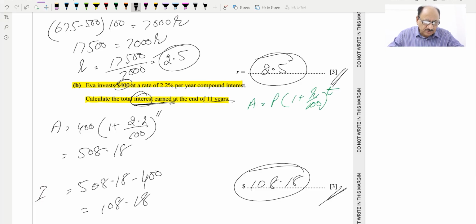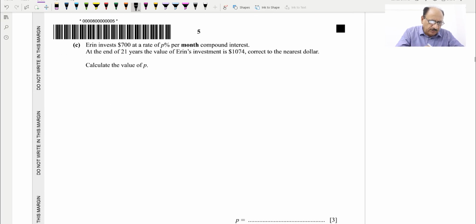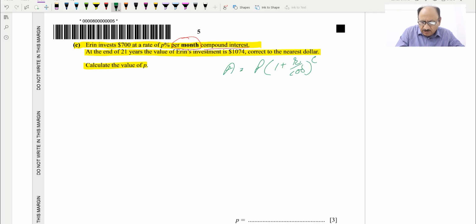Hopefully you understand this. Now the next C part says Aaron invests 700 at the rate of P per month. So this is important, per month compound interest, and at the end of the 21 years the value of Aaron's investment is $1074, correct to the nearest dollar. Calculate the value of P. So the rate we need to calculate. Again the same formula which we are using, A is equal to P into 1 plus rate over 100 raised to the power T, and then we will just replace the values.